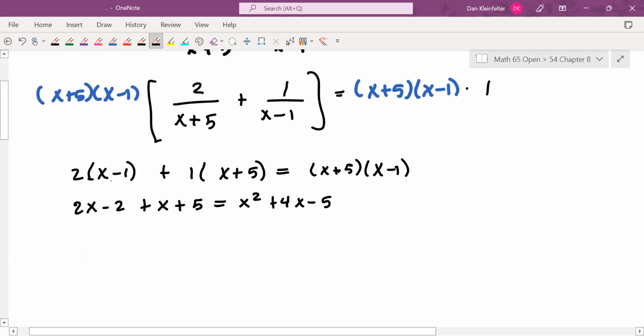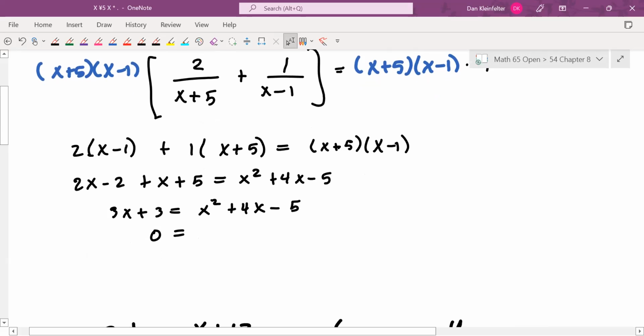Okay, so I've distributed to remove parentheses on the left side. And then on the right side, we've multiplied out the product of the two binomials. Okay, so then simplifying the left side separately, we'll have 3x plus 3. Right side, nothing is going to happen now. So I'm going to collect all of the terms onto the right side so that I'll get a quadratic polynomial that is set equal to 0. We'll factor, we'll use the zero product property.